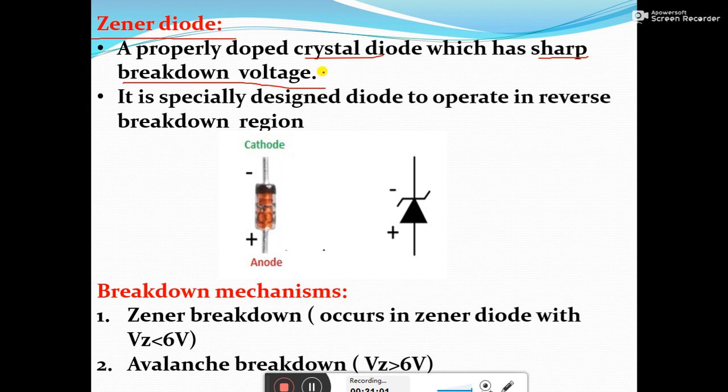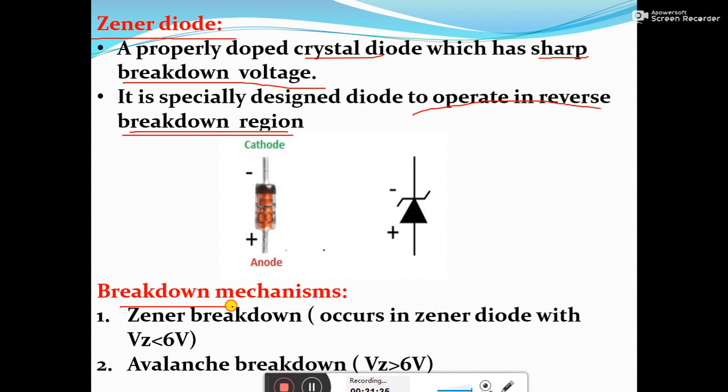Here it is specially designed to operate in reverse bias, as we have seen in the previous case. A normal PN junction diode is never operated in the reverse bias condition, but this is specially designed to operate in the reverse breakdown region. When a normal diode is operated in reverse breakdown, it may get damaged permanently, but this diode won't get damaged. It can operate safely within the permissible current limits, which we will see in a later session.